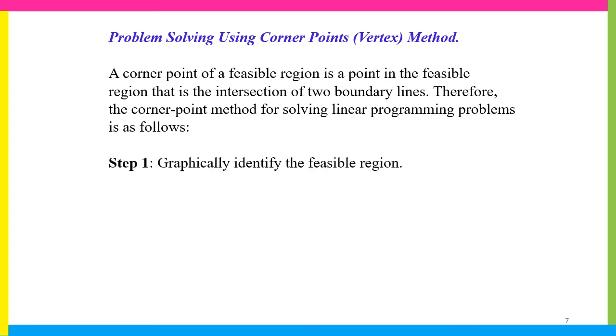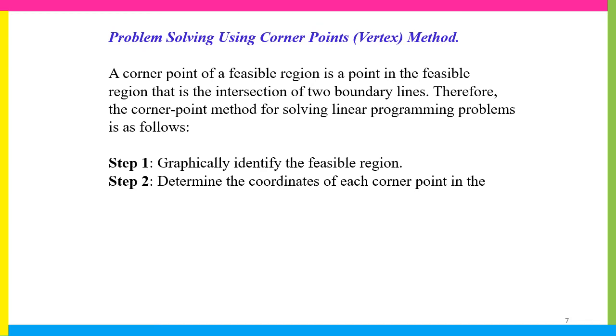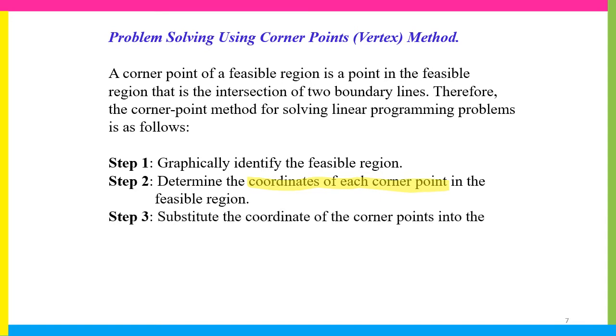So step 1, graphically identify the feasible region. We learned this in the first and second lecture. We can sketch the graph and identify the feasible region of the system of linear inequalities, and then determine the coordinate of each corner point in the feasible region. So after we find the feasible region, we find the coordinate of each corner point, and then substitute the coordinates of the corner points into the objective function to determine the corresponding value.